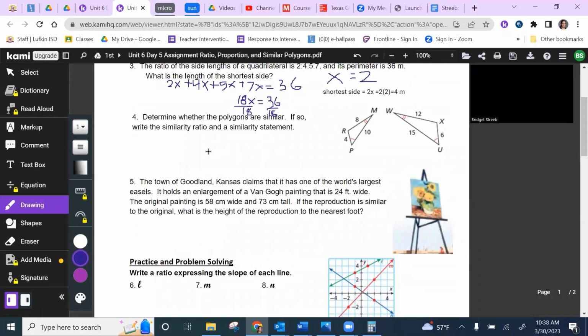Okay, our next one just says determine whether the polygons are similar. If so, write the similarity ratio and a similarity statement. So we're going to start with our angles, and angle P is congruent to angle U. And angle M is congruent to angle W. And that leaves angle R being congruent to angle X.